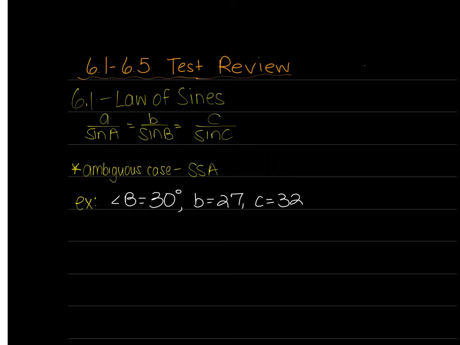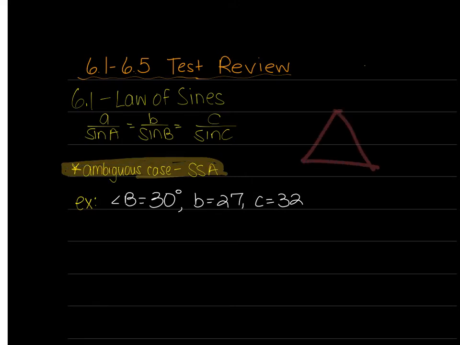There was an ambiguous case when we dealt with law of sines, and that was if you had two sides and the non-included angle. For example, if I had triangle ABC, and I was given angle B, which is 30, side b, which is opposite that, 27, and side c, which is opposite C, which is 32. These two sides, 27 and 32, are two sides, and the 30 degree angle is the non-included angle. So this is where you could end up with a second triangle.